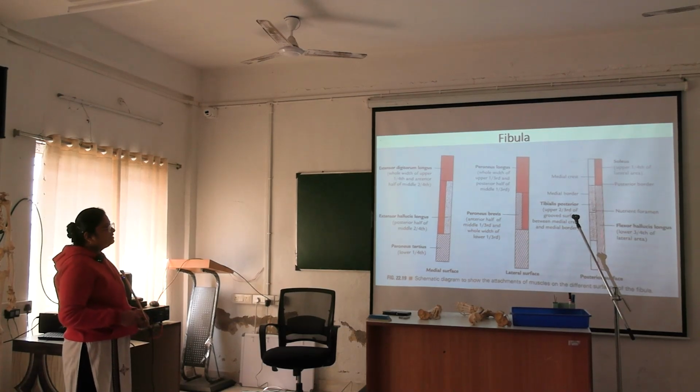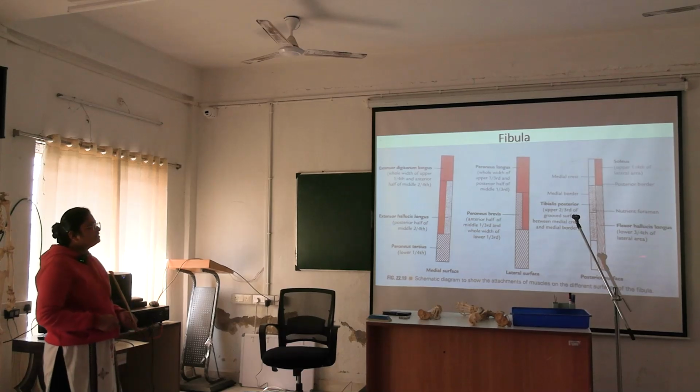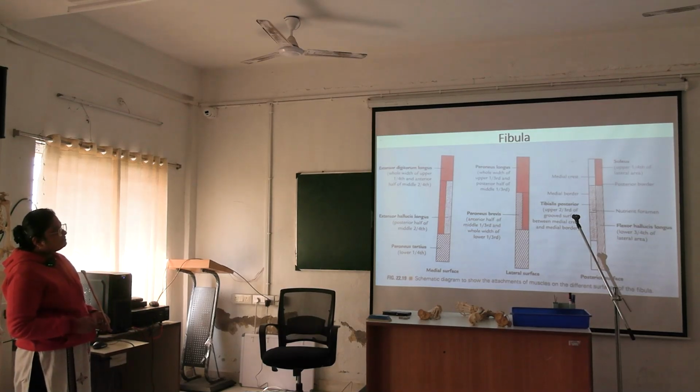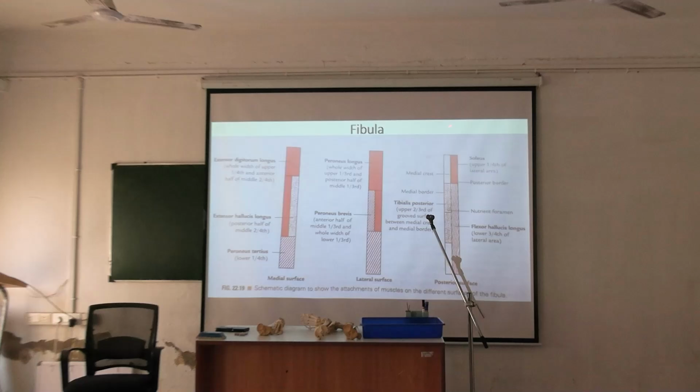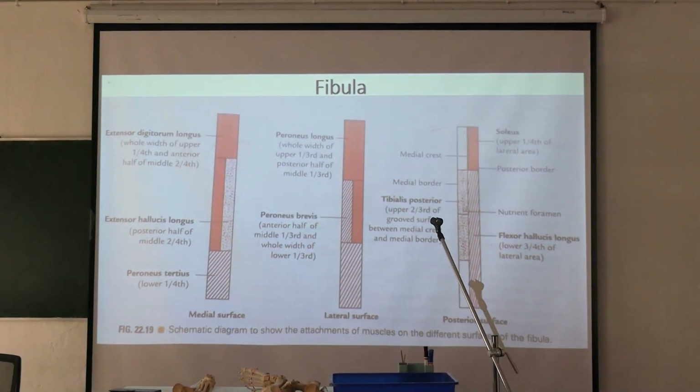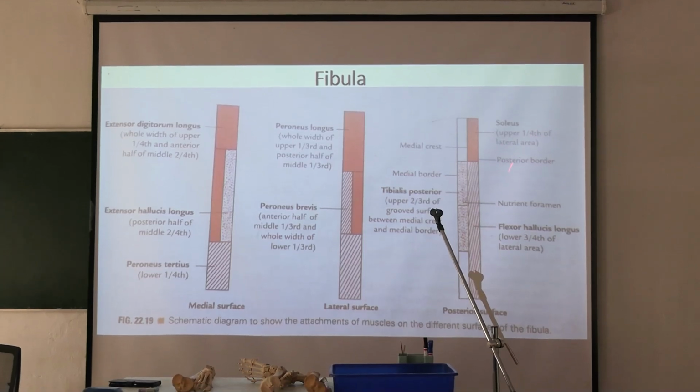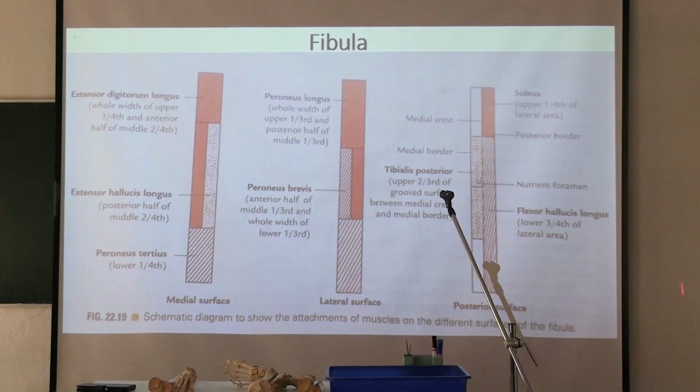Next we go to the posterior surface. Here is the posterior surface. It is divided by the median crest into medial surface and lateral surface. In the medial surface, there is the origin of the tibialis posterior in the upper 2/3 of the grooved surface between the medial crest and medial border. And in the lateral part, the upper 1/4 gives attachment to soleus and the lower 3/4 flexor hallucis longus.